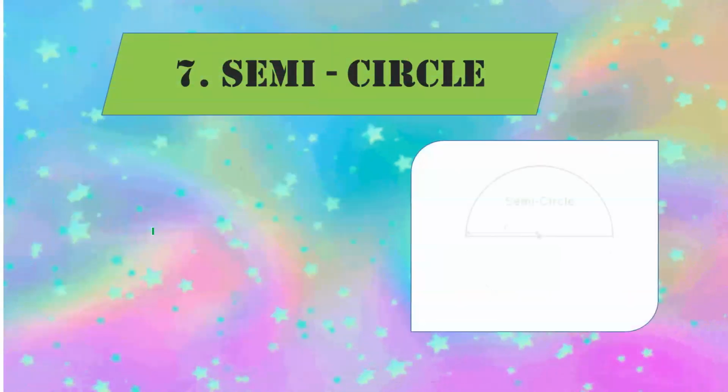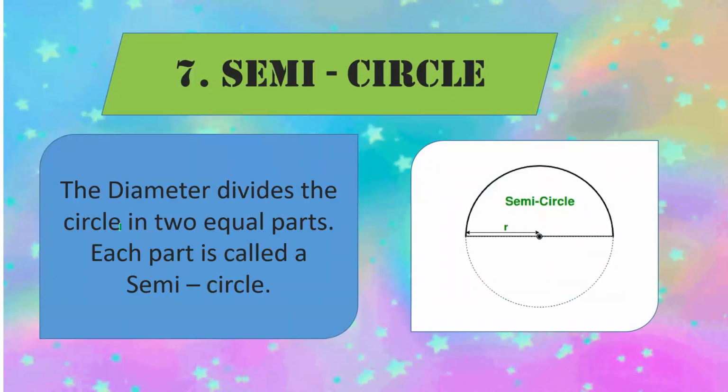Next part is semicircle. The diameter divides the circle in 2 equal parts. Each part is called a semicircle. Now, the diameter is passing from one point of circumference to another point of circumference. It passes through the center. And when the diameter is passing, it divides the circle into two different parts. So, each part is called a semicircle. Semicircle means half of the circle. One half of the circle is over here, one half of the circle is over here.